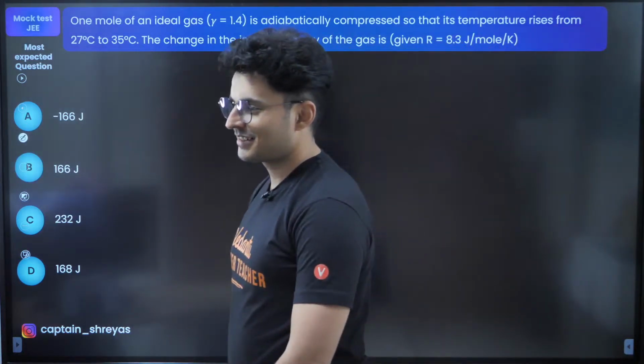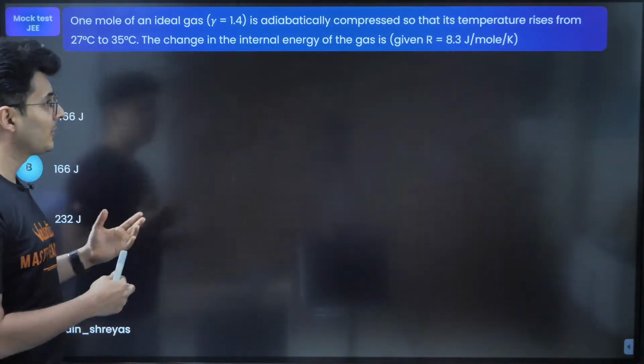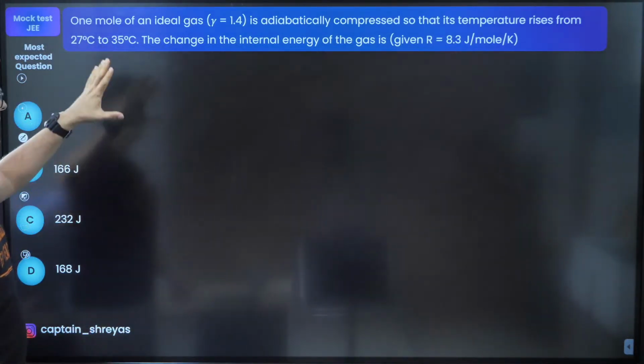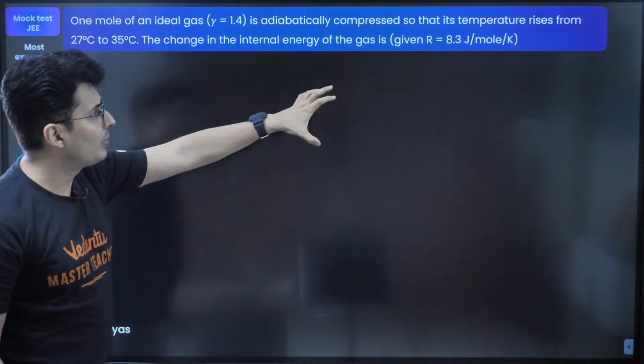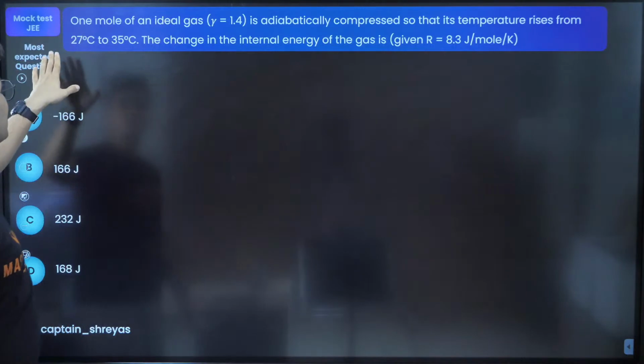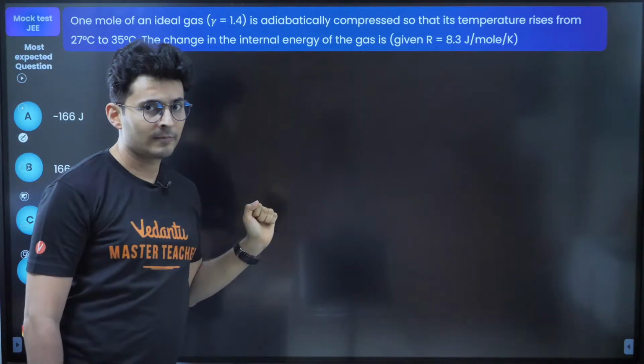Moving on to the next one. Okay. Next question again coming up. Okay, this is on thermodynamics and maybe again KTG. So 1 mole of an ideal gas is adiabatically compressed so that the temperature changes from 27 to 35. Change in internal energy of the gas is how much?